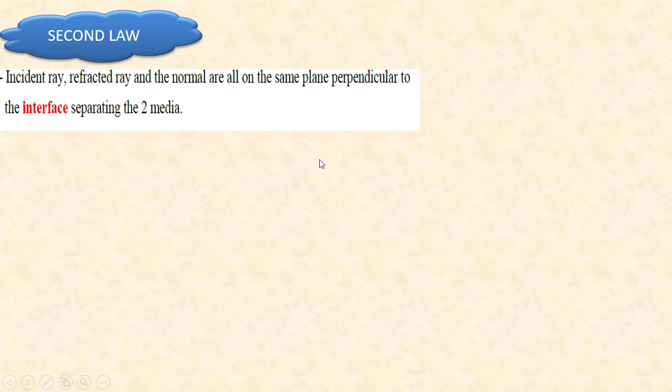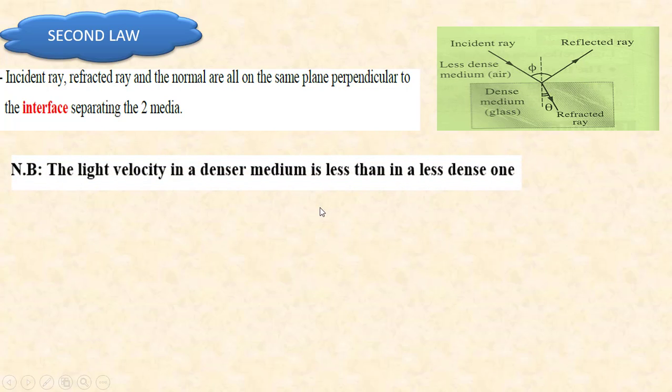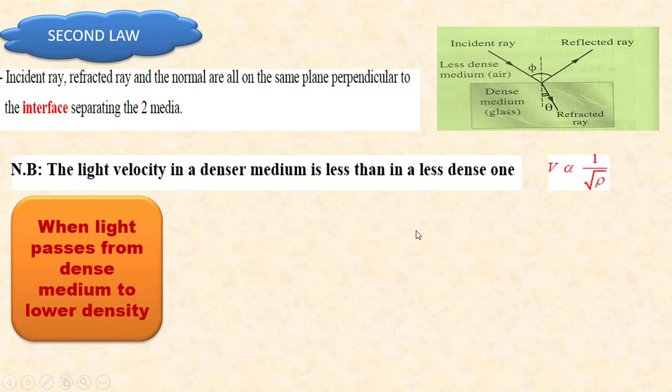Now, the second law of light refraction: the incident ray, the refracted ray, and the normal line all lie in one plane which is perpendicular to the separating surface. Note that the light velocity in a highly dense medium is lower than in a less dense medium. This means that the speed of light in a medium is inversely proportional to the density of the medium. When light passes from a high density medium to a low density medium, what happens?